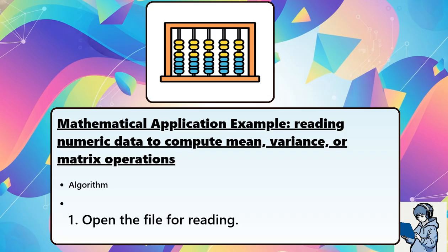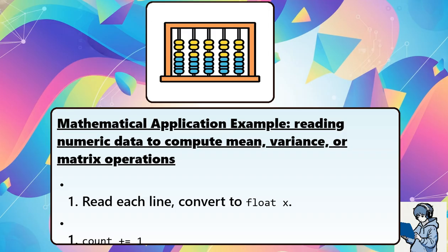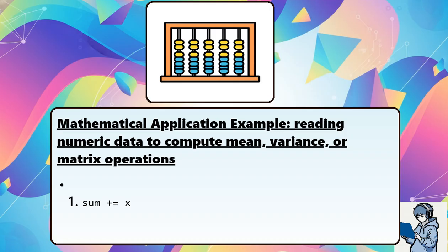Algorithm. Open the file for reading. Initialize count equals 0, sum equals 0.0, sum_sq equals 0.0. Read each line, convert to float x. Count plus equals 1. Sum plus equals x. Sum_sq plus equals x times x.